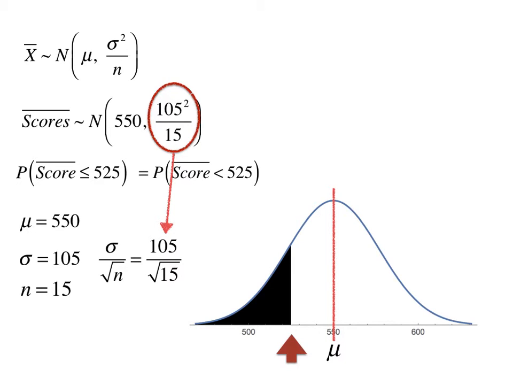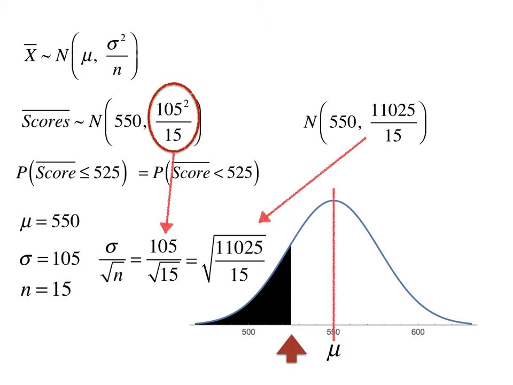Now, what if this was represented rather than 105 squared over 15 as 11,025 over 15, because that's 105 squared. So we still need to take the square root of 11,025 over 15. Now, you may have to figure out how to put this into your calculator if that's what you're using, but with TC Stats, all you need is 105 and 15 separately, and then everything's taken care of for you.